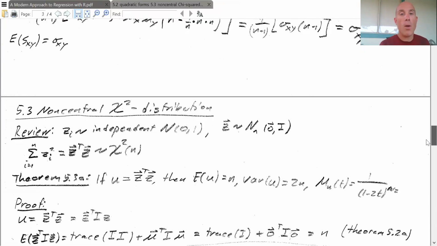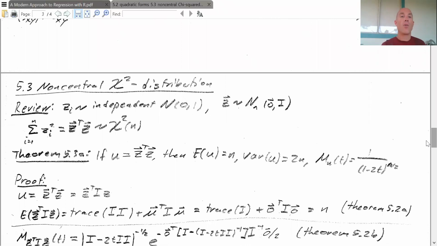All right, rolling right along. Let's talk about the non-central chi-square distribution. First and foremost, let's talk about the chi-square distribution. Let's say that z is an independent normal random variable, and that the z vector is a standard multivariate normal. I'm going to say that the sum of z squared is distributed as chi-squared with n degrees of freedom, and I'm going to define chi-squared in that manner.